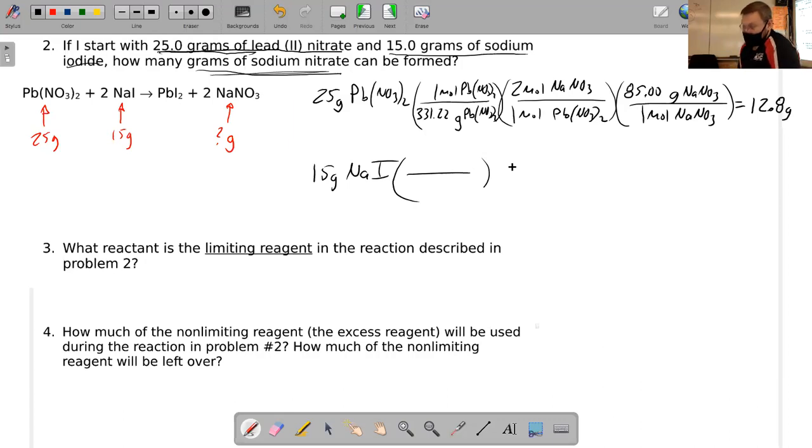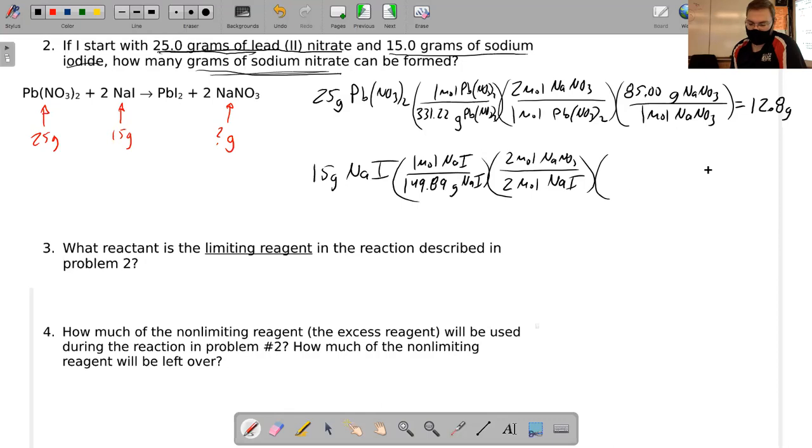So 126.9 and 22.99. That's 149.89 grams of sodium iodide, the mass for 1 mole of sodium iodide. And then in the equation, for every 2 sodium iodides, you get 2 sodium nitrates. So for every 2 moles of NaI, you get 2 moles NaNO3. The last conversion factor is exactly the same, because again, you're converting from moles to grams.